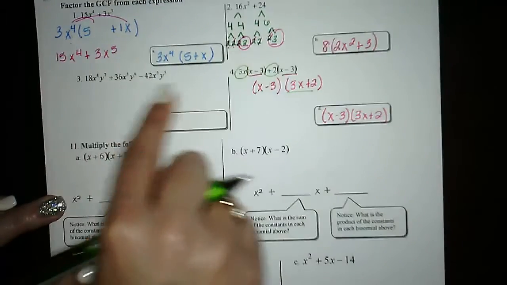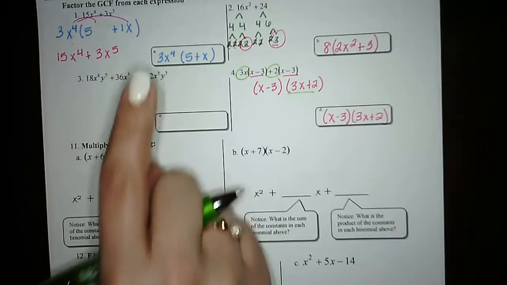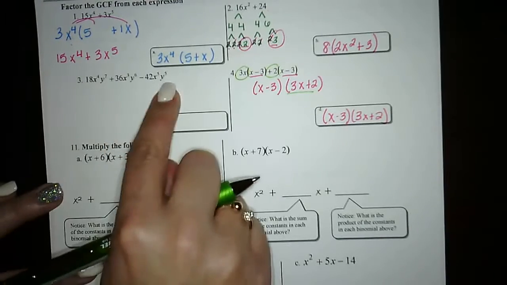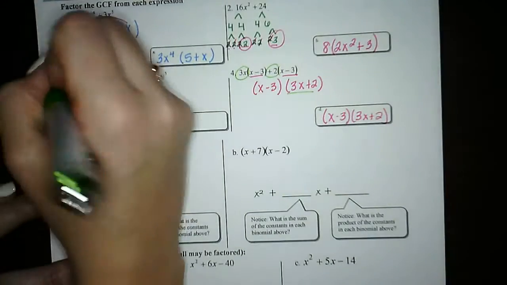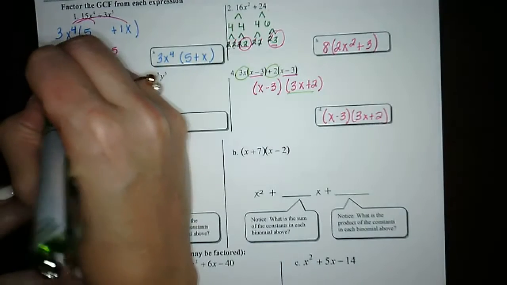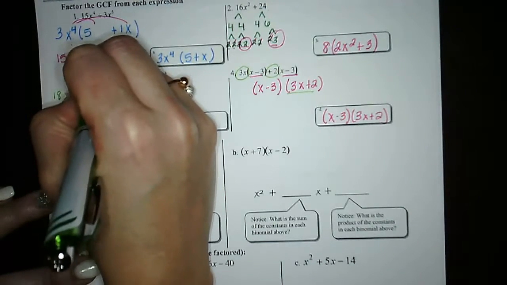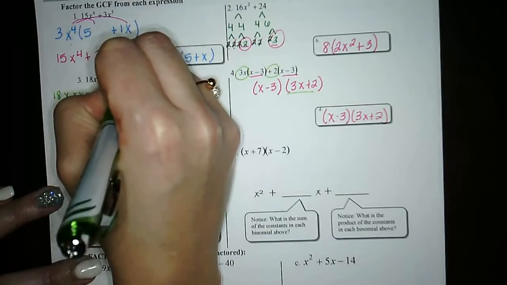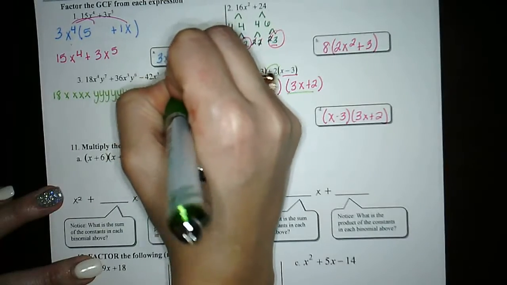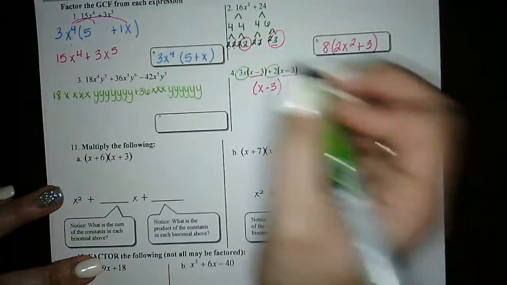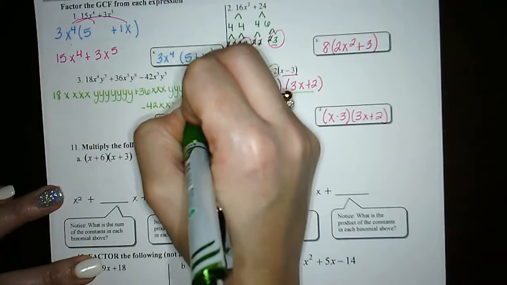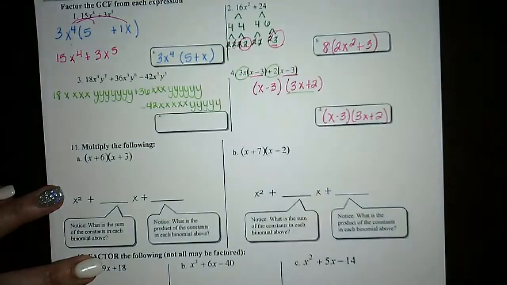All right, look at number 3. What number can go into 18, 36, and 42? And that's 6. 6 can go into all of these. That's the highest one. And if it helps, write out all your variables. So I have 18. I have 4 x's, 7 y's. I have 3 x's and 6 y's. And then I have 5 x's and 5 y's.